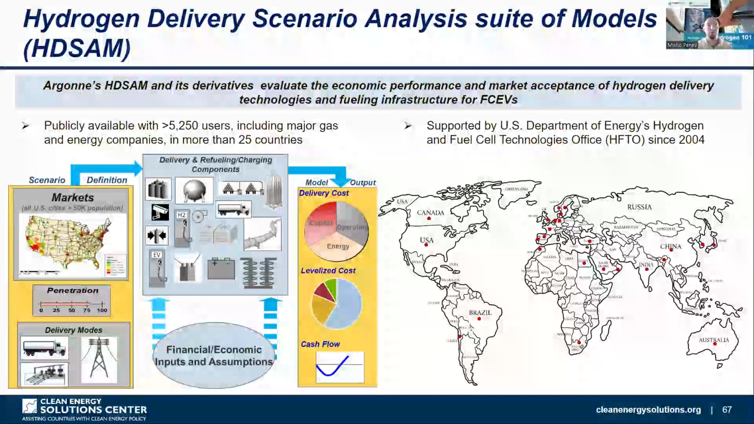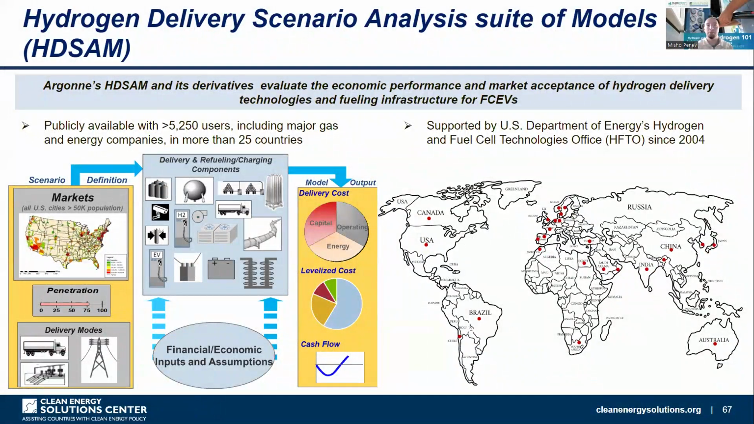So for example, if we're producing hydrogen in the middle of the country, the HDSAM model is going to consider what kind of compression you need. If you're transmitting with pipeline, what is the cost and diameter of the pipeline, and then at the point of use, if there is a distribution infrastructure, it will map those out.